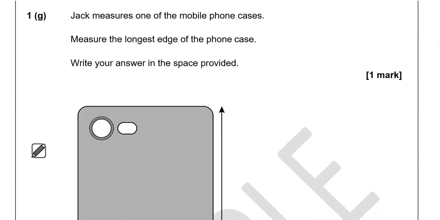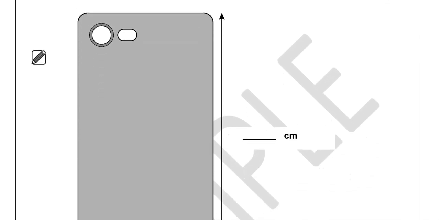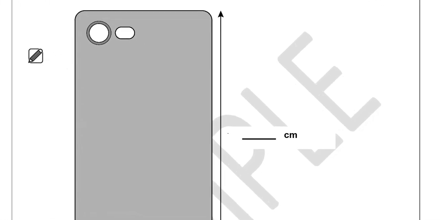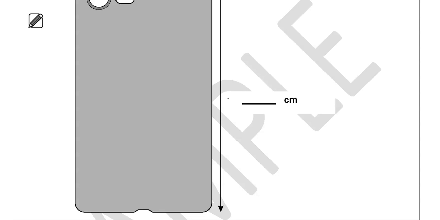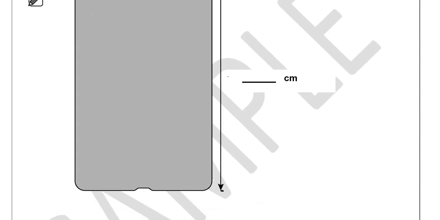Jack measures one of the mobile phone cases. Measure the longest edge of the phone case. Write your answer in the space provided. Now, this is slightly different on screen because the size can vary. So on paper, you'd place the ruler starting from 0 and then stopping at this point, which is 11 centimeters in this case.